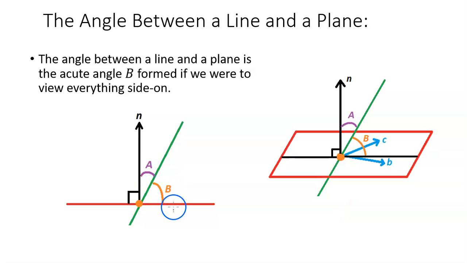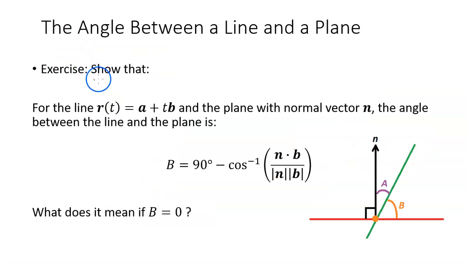then this angle here, B, is the angle between the line and the plane. So we have a nice little exercise here to show that for the line r of t equals a plus t times b, where b is the direction vector of the line, and the plane with normal vector n, the angle between the line and the plane is angle B, which is equal to 90 degrees minus cosine inverse of n dot b divided by the length of n times the length of b.